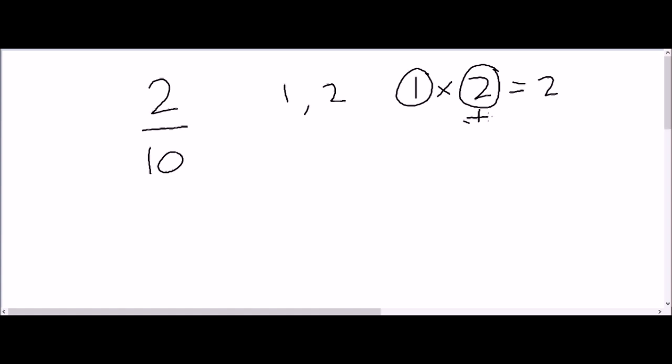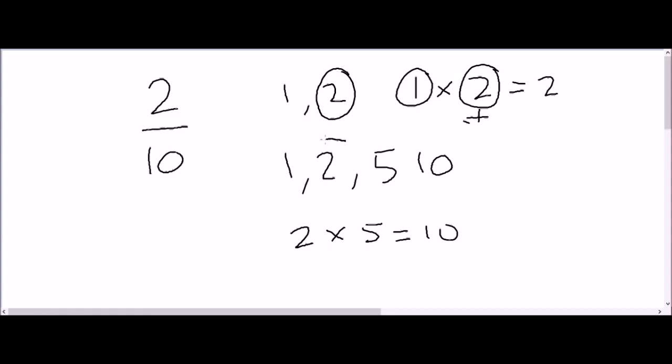Number 10, obviously 1 times 10 will give you 10, so you have 1 and 10. Now what other numbers can be multiplied to give you 10? We have 2 times 5, which is equal to 10. So factors are 2 and 5. So the highest factor for both number 2 and number 10 is 2. That's the highest factor for both.